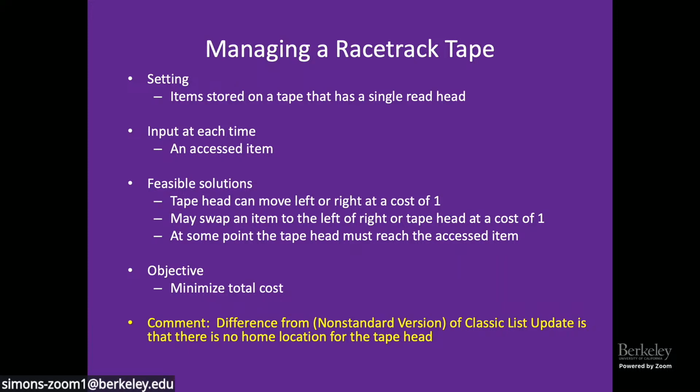All right. So now, what was different for us? What's different if it's a tape than a singly linked list? There's no reason why your read-write head has to come back to the beginning. Right? There's no reason. Okay, so it's exactly the same as the standard list update problem, but the tape head doesn't have to come back to the front.